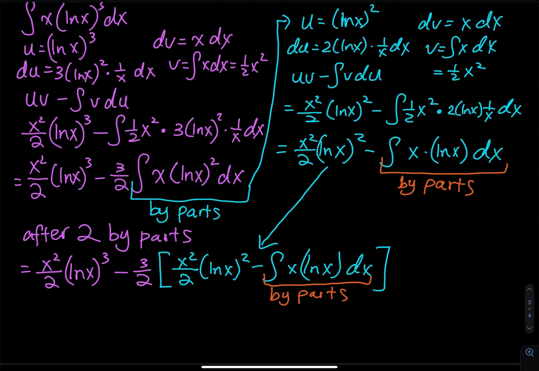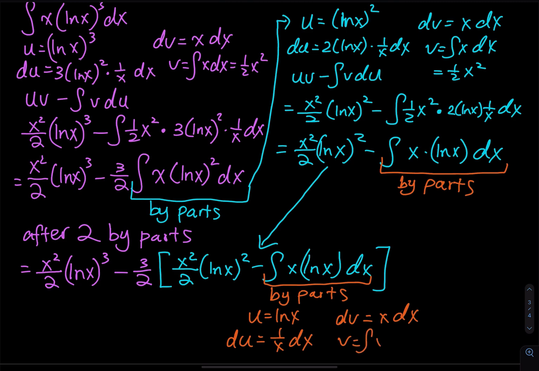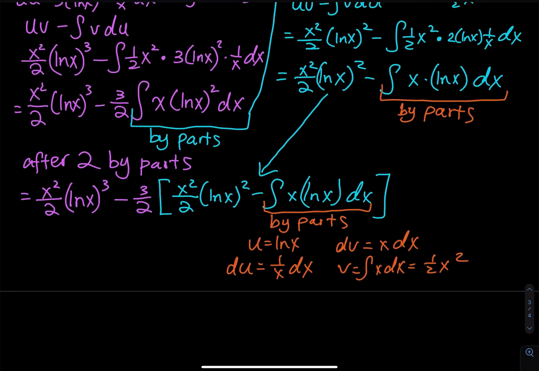You have to let u equal ln x. Again, you don't know what the integral of ln x is. So du, and then your dv equals everything else, x dx, and then v is the integral of that, the integral of x dx, which equals 1/2 x squared. Okay, you are doing fine, right? So you have to do uv minus the integral of v du.